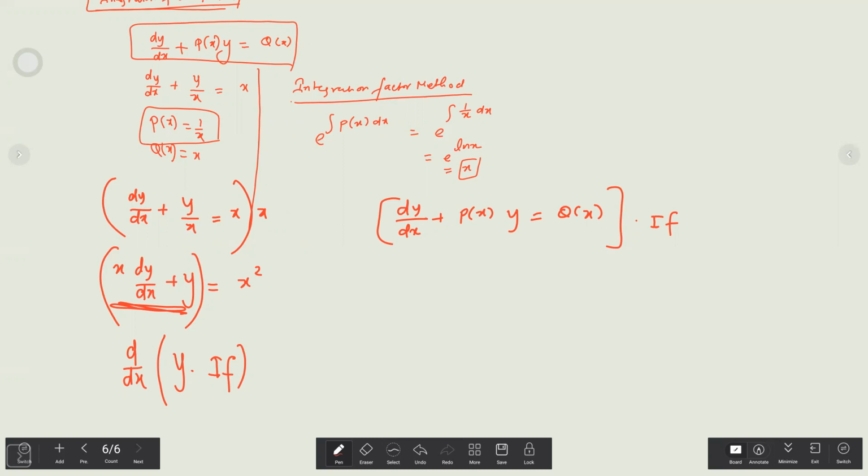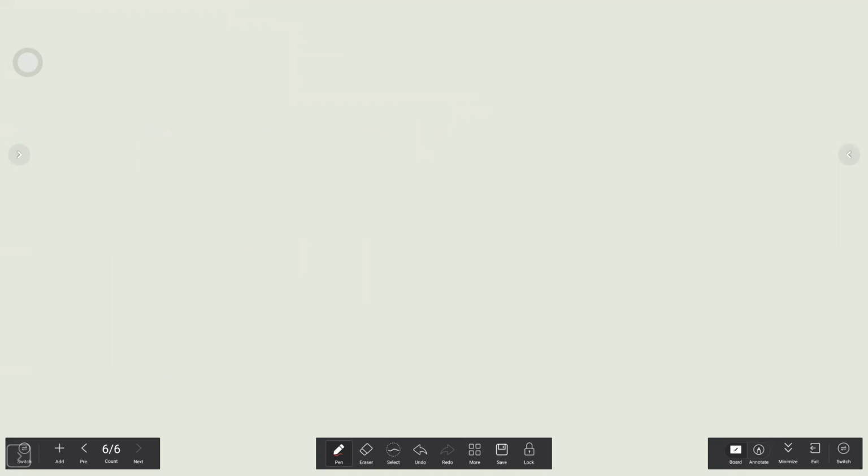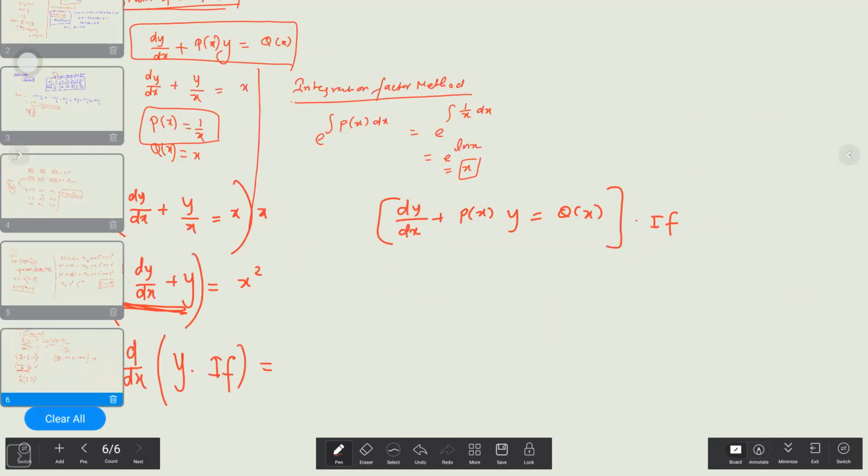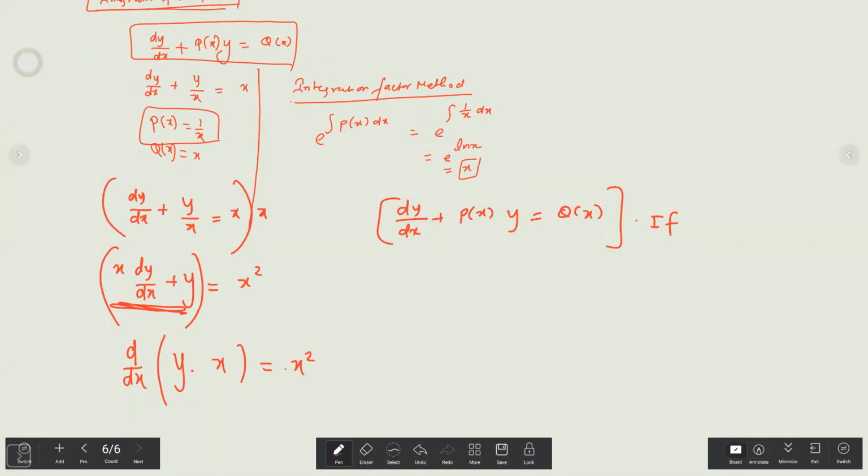If you wish to remember it, remember it this way: you don't even need to look up what you're getting here. If you've done the integration factor correctly, you should not be worried about the above step. So this should be equal to x squared. So y times x equals x squared.